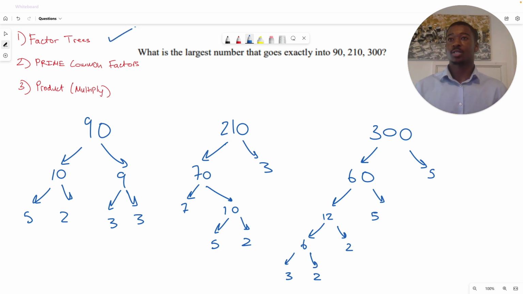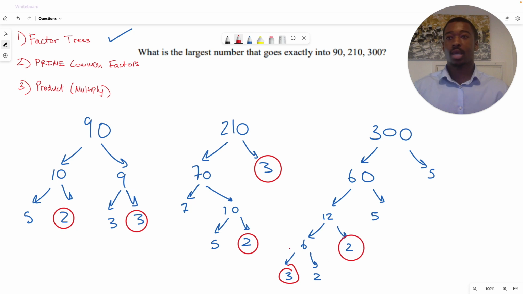Prime common factors. So now let's identify the prime numbers that are shared across all 3 factor trees. So I'm seeing some 3s. What else can you see? I can see some 2s. And I'm also seeing some 5s. That seems to be it. So we have 2, 3, and 5. These are our prime common factors. Check. Step complete. Final step, the easy part.